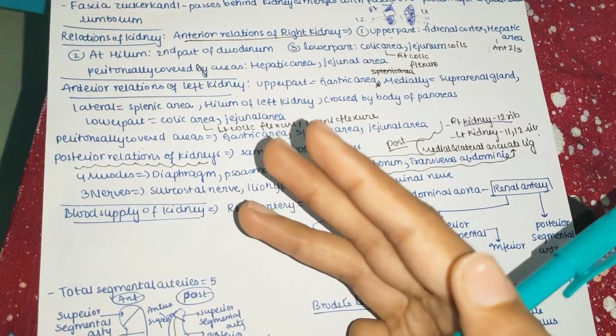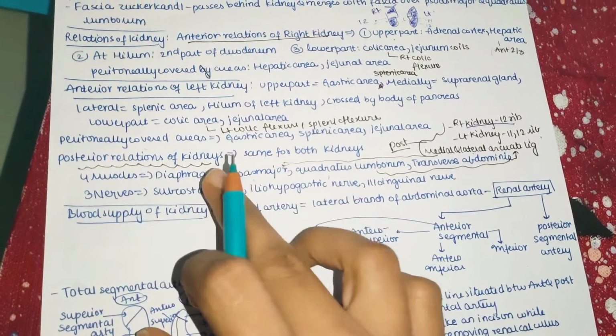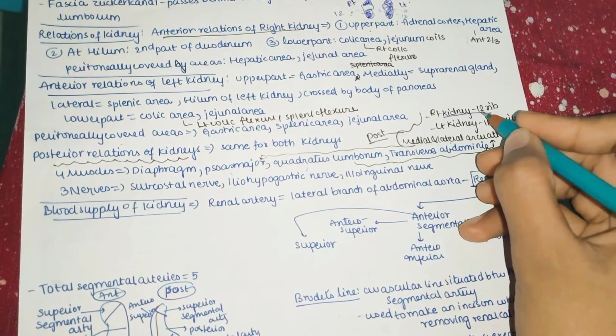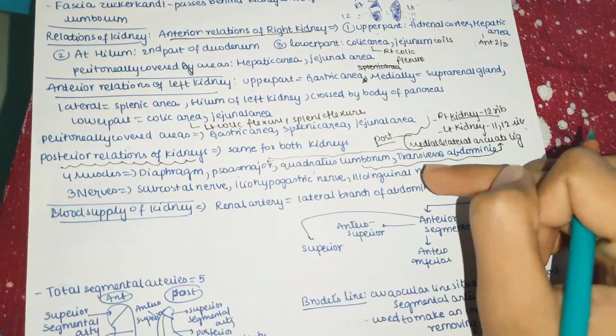Next, there are also three nerves in the posterior relation, like the subcostal nerve. How to remember subcostal? Because here you have seen the T12 vertebra. You can remember the subcostal nerve, iliohypogastric nerve, and ilioinguinal nerve.